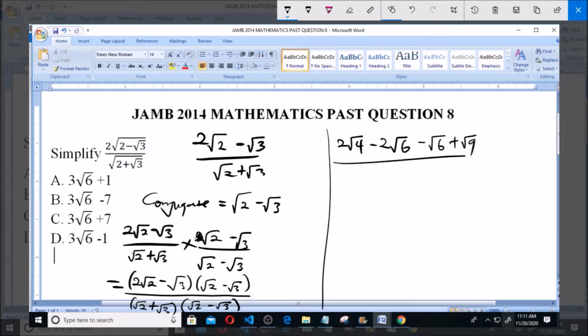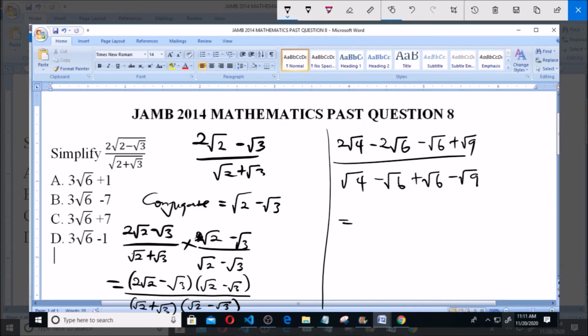all over. Same to apply here: √2 times √2 will give us √4, then √2 times −√3 will give us −√6, then plus √3 times √2 will give us plus √6, then plus √3 times −√3 will give us −√9.